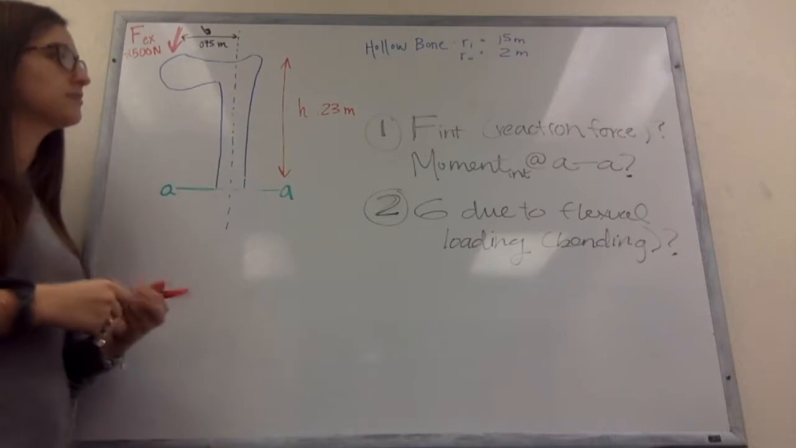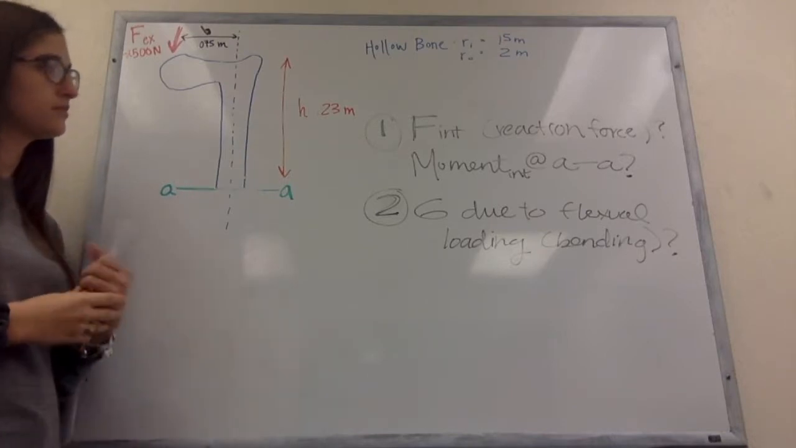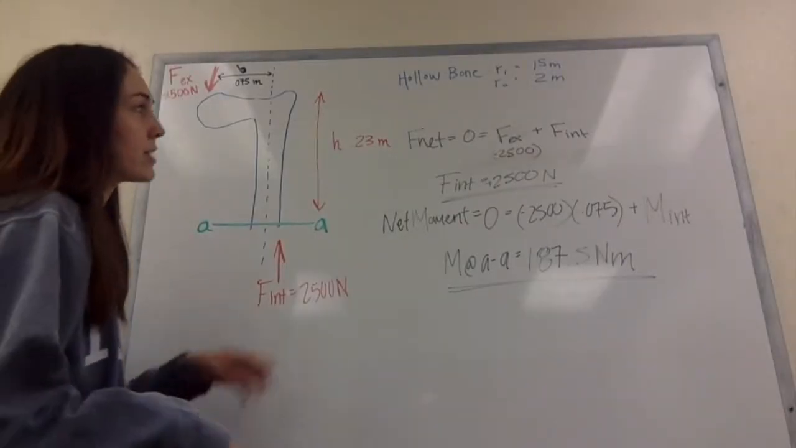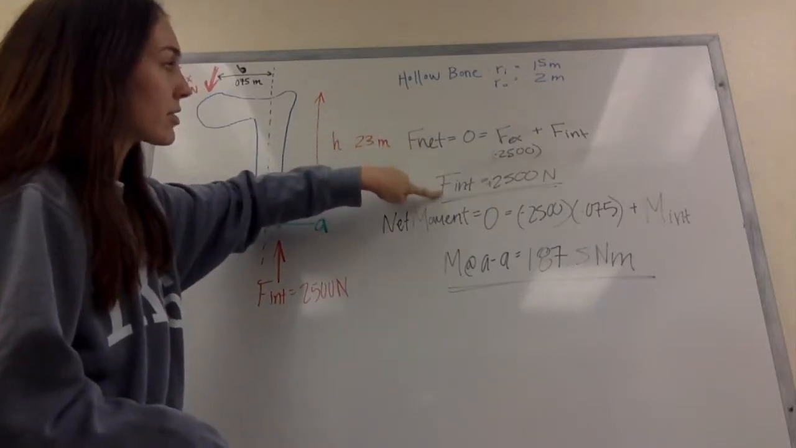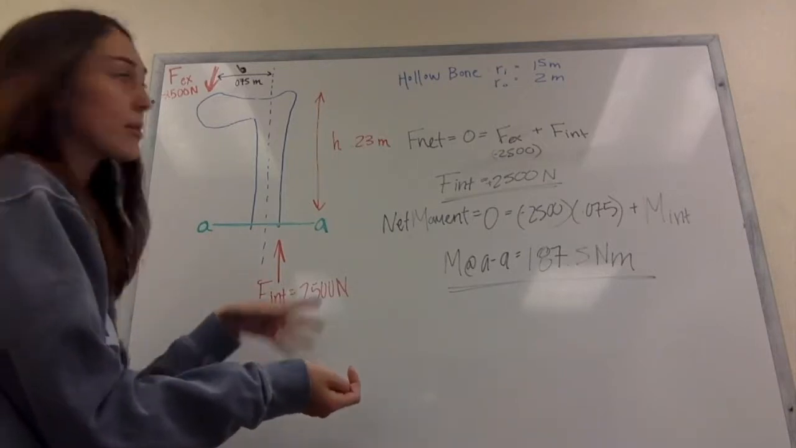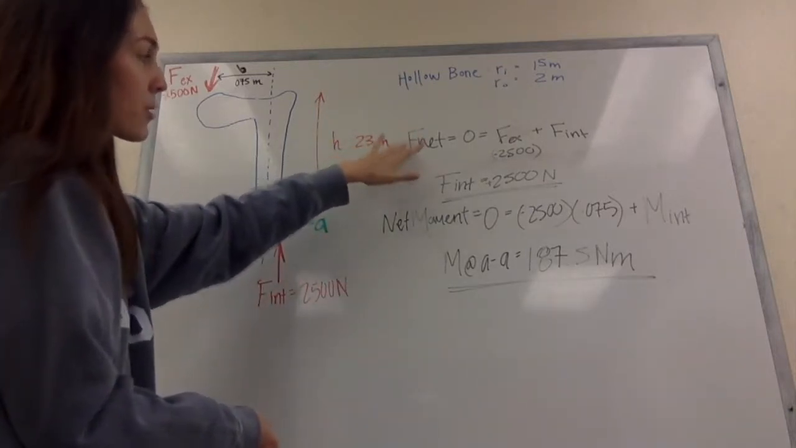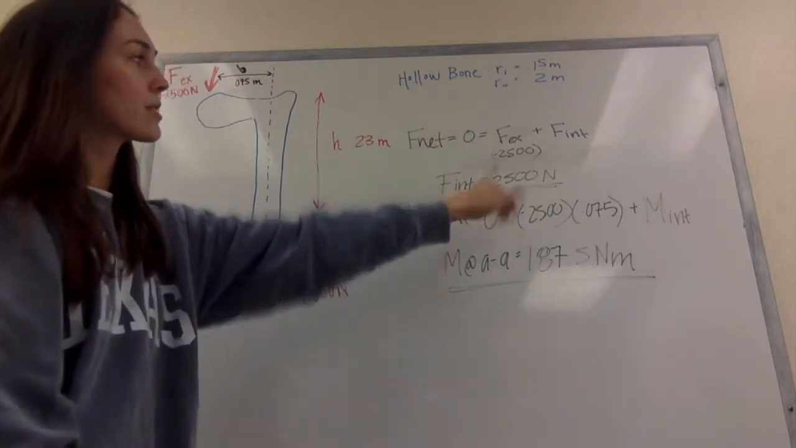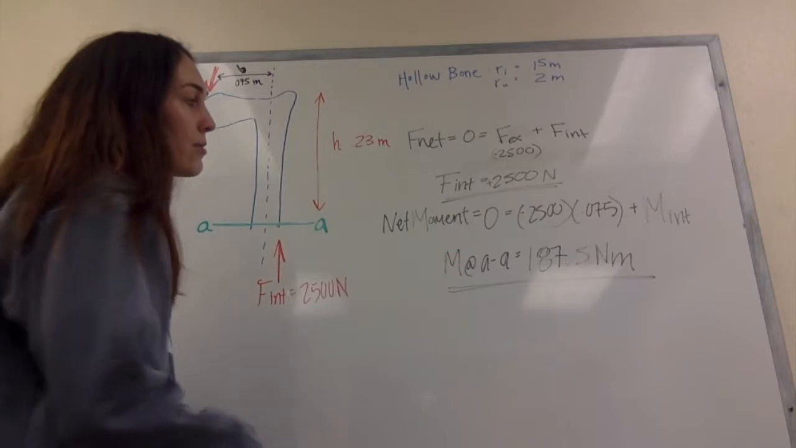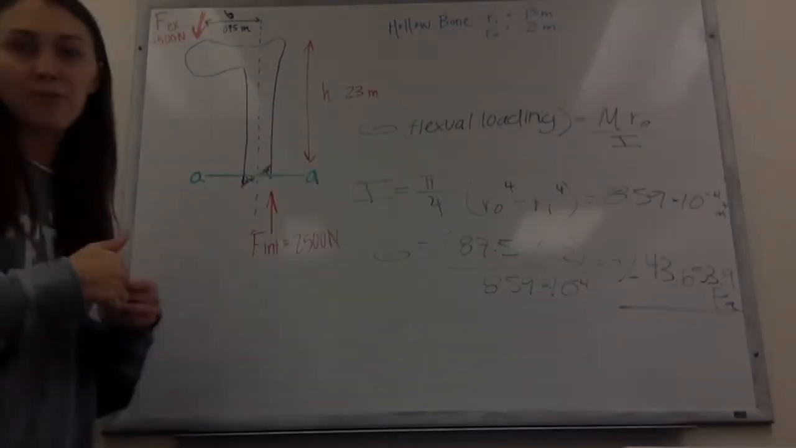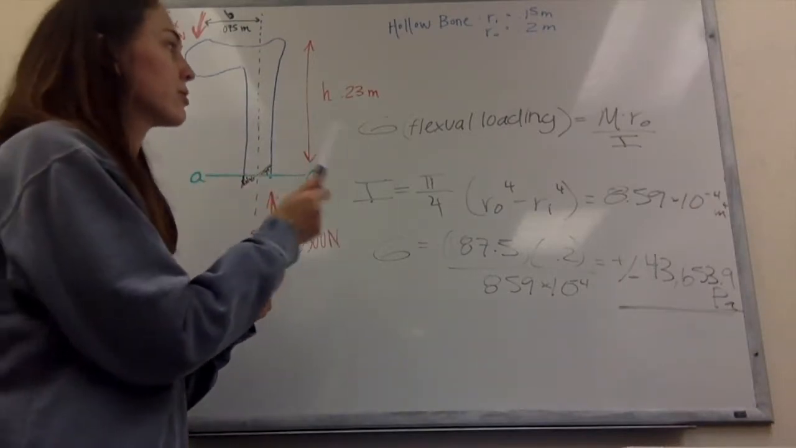To find axial stress due to bending, we first must find the internal reaction force and the internal moment at AA. So to set up our problem, we first needed to solve for the internal force and the moment at this section AA right here. In doing so, we set the net force and moment equal to 0, and we're able to solve for the internal force to be 2,500 newtons and the moment at AA to be 187.5 newton meters.